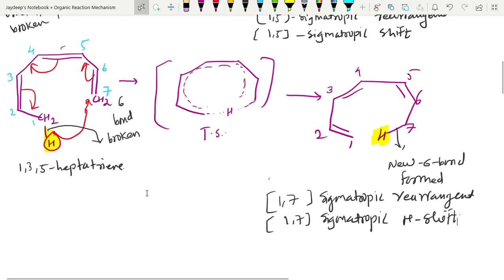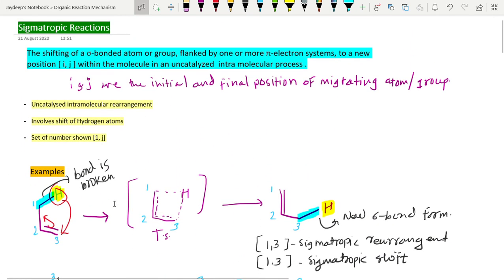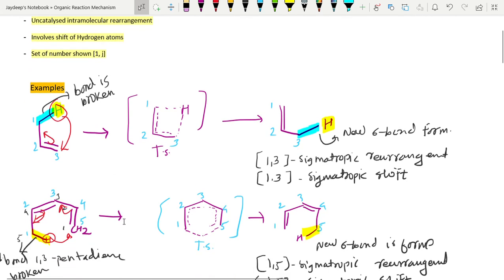So students can practice these examples. I hope students will understand the basic idea behind sigmatropic rearrangement, how the bond is cleaved, how the new bond is formed, and how we can represent this migration of bonds in the transition state.